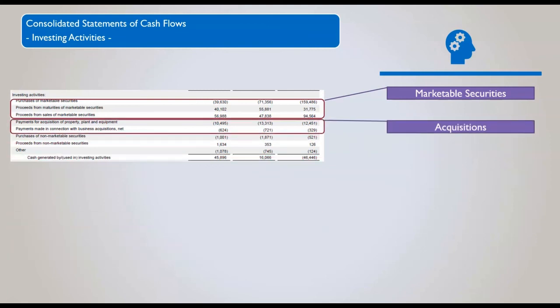Here, we also see amounts relating to acquisitions. Apple had a cash outflow of $10.5 billion, which related to acquisitions of PP&E. When we go through the notes, we will go through note 4 of the financial statements, which includes further details on what this activity related to, and we will see that it related primarily to the purchase of machinery, equipment, and internal use software during the year.